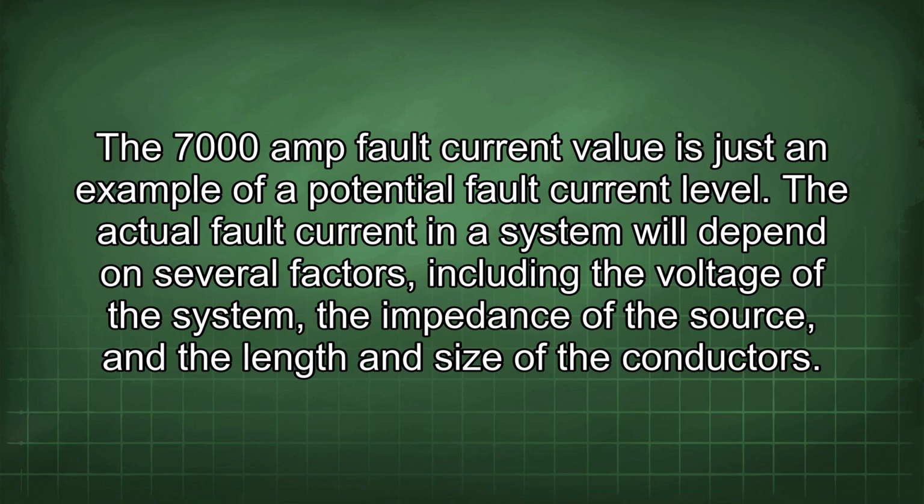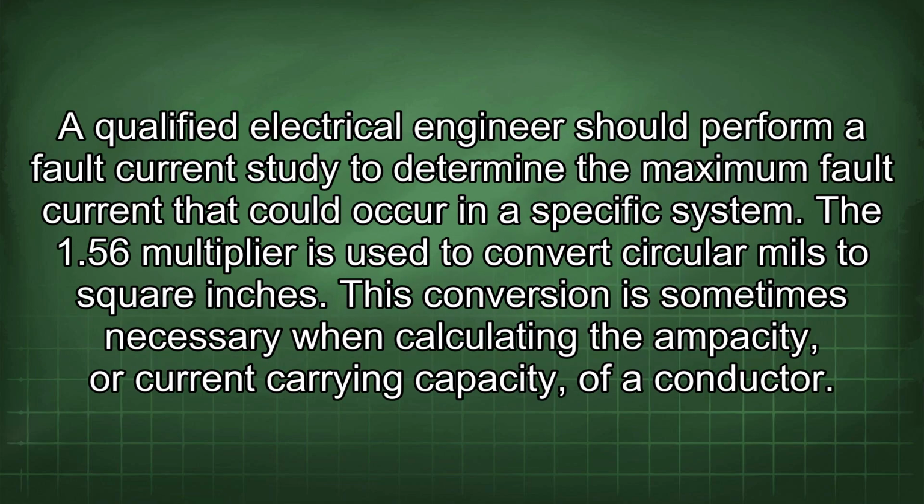The 7000 amp fault current value is just an example of a potential fault current level. The actual fault current in a system will depend on several factors, including the voltage of the system, the impedance of the source, and the length and size of the conductors. A qualified electrical engineer should perform a fault current study to determine the maximum fault current that could occur in a specific system. The 1.56 multiplier is used to convert circular mils to square inches.